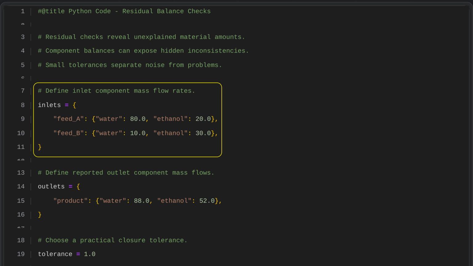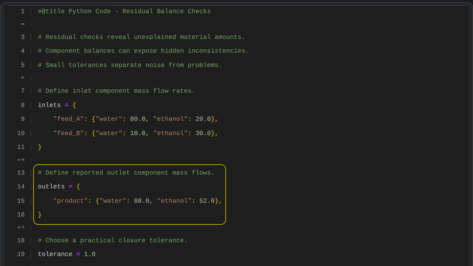The inlet mass flow rates are organized in a dictionary with two feed streams. The first feed contains 80 kilograms per hour of water and 20 kilograms per hour of ethanol, while the second contains 10 kilograms per hour of water and 30 kilograms per hour of ethanol. This structure makes it easy to access and work with each component flow rate for the inlet streams.